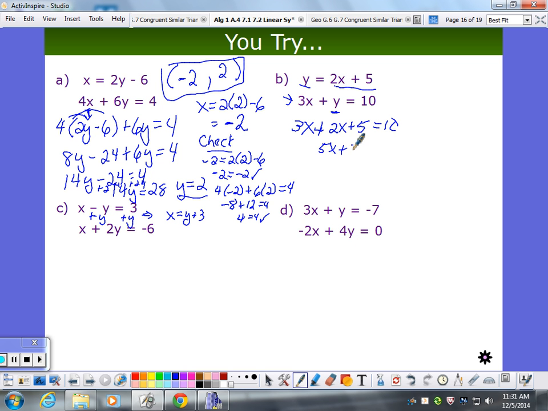5x plus 5 equals 10. Subtract the 5. X is 1. Building my point. Plug the 1 in. Y equals 2 times 1 plus 5. So y equals 2 plus 7. Verify. Did you verify if you got this? Verify, verify, verify. The only reason I'm not verifying right this minute is because I want to do 3, or C, because I had a request for C.